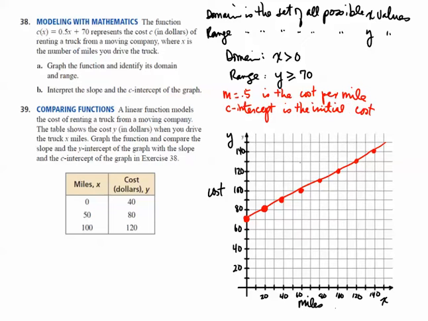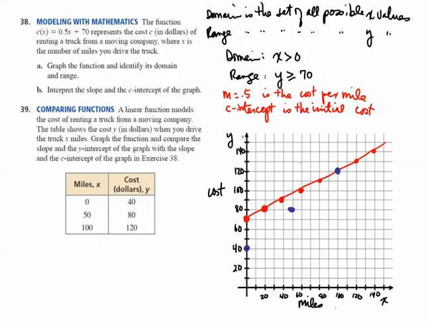All right, so let's go look at the next part of this. The next part of this is a linear function that models the cost of renting a truck from a moving company. And here we're given a table of values. With the table of values, we have x is 0, y is 40. We have x is 50 and y is 80. And then we have x is 100 and y is 120.